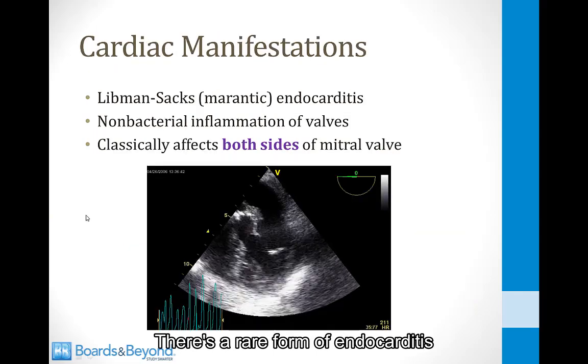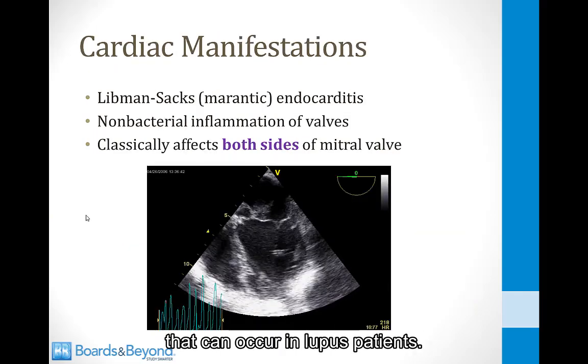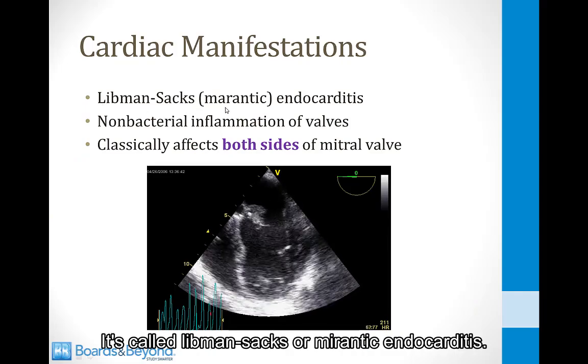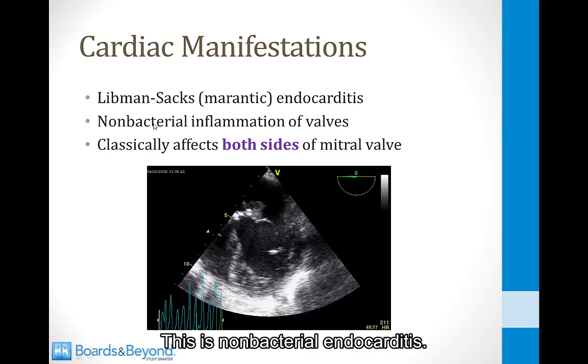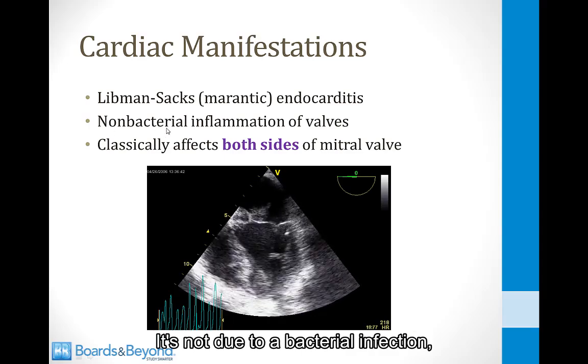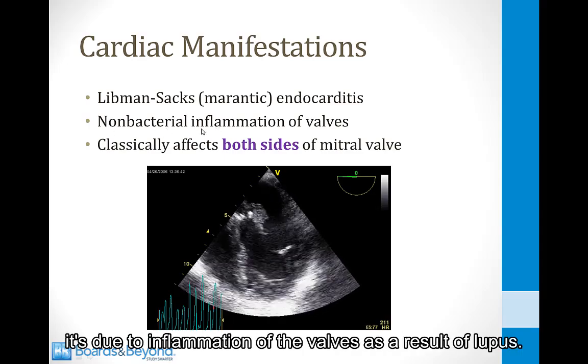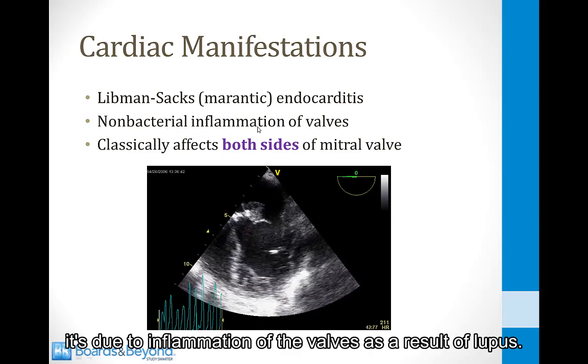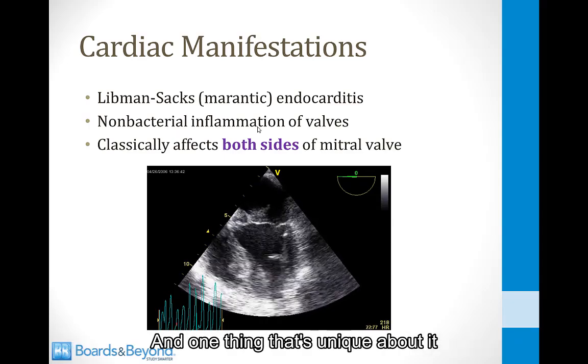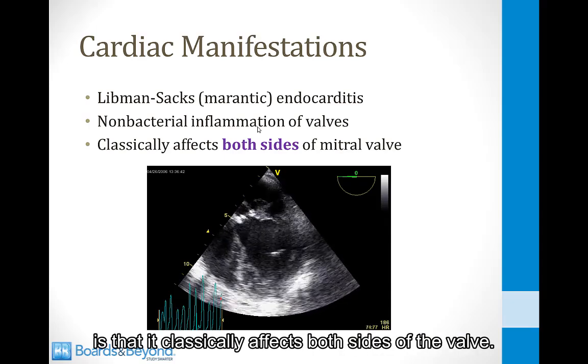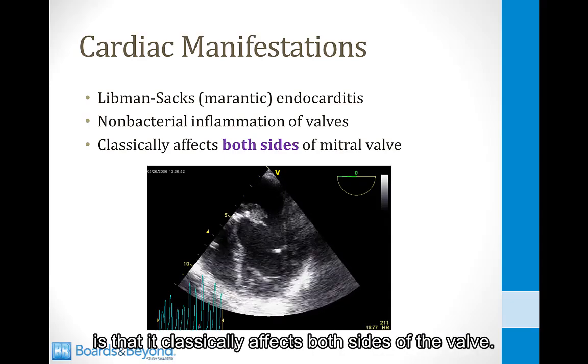There's a rare form of endocarditis that can occur in lupus patients. It's called Libman-Sachs or marantic endocarditis. This is non-bacterial endocarditis. It's not due to a bacterial infection. It's due to inflammation of the valves as a result of lupus. And one thing that's unique about it that they like you to know for the boards is that it classically affects both sides of the valve.